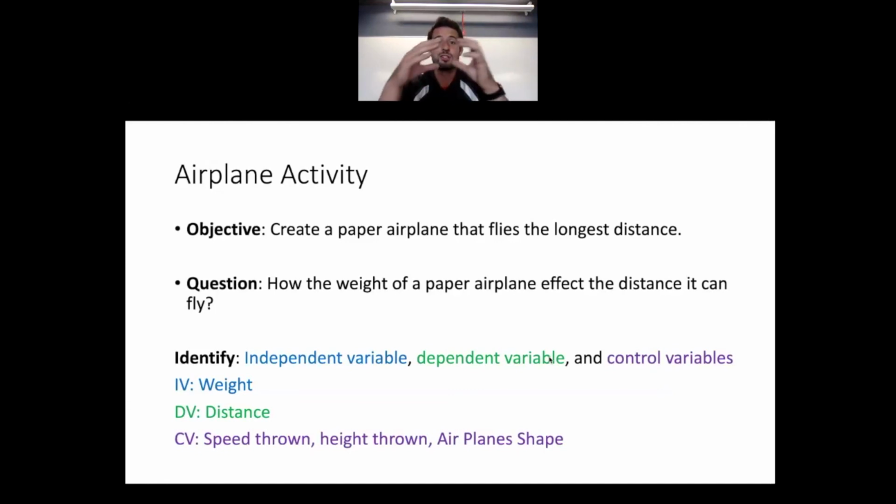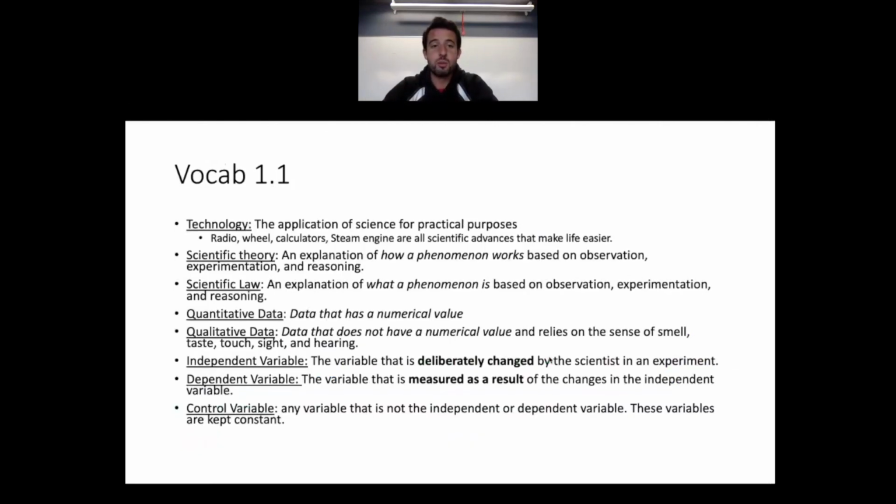Now, we're going to compare this data as a class. So we're going to have to come up with rules on how you can throw your paper airplane, how high you can throw your paper airplane from. But we might be able to do different shapes. I'm not really sure. Maybe we'll all have to make the same type of airplane. That'd be pretty cool. Okay, so that's what's coming up in this class.